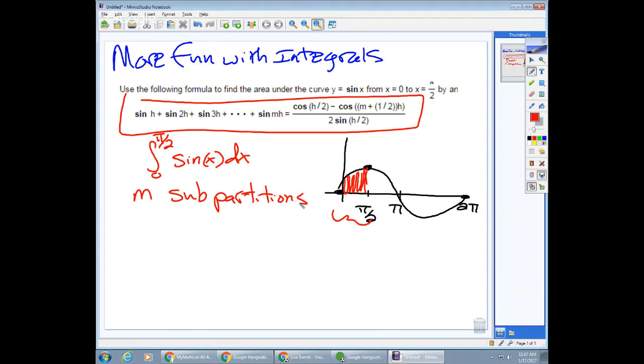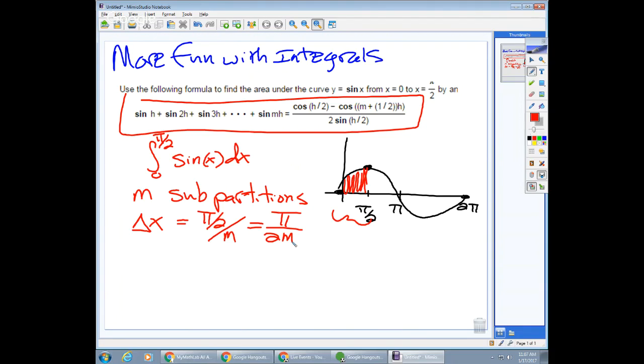So setting up a sum is always the same process. First, you decide how many partitions you want. Usually we're going to go with equal size partitions. So if that's the case, we then calculate delta x, the width of each partition. Well, how wide is my total interval here? It's pi over 2 minus 0, so pi over 2 is the total width, and we are dividing that by m. So cleaning that up, we get pi over 2m is the width of our interval.